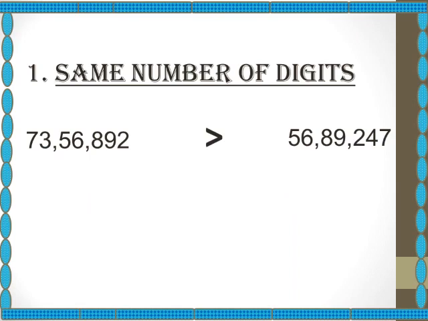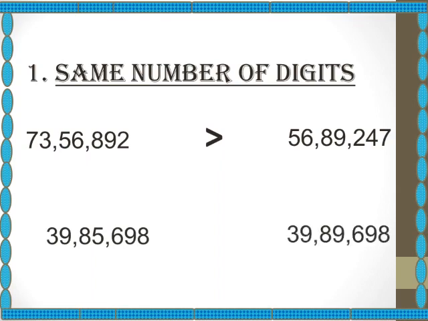We will go on to the next sum. 39,85,698 is one number. 39,89,698 is the other number. Here, both numbers have the same number of digits. How many digits are there? 7 digits each. The first digit here is 3, and on the other side the digit is also 3. So go to the second digit. It is 9 here and again 9. So 39 here, there also 39.